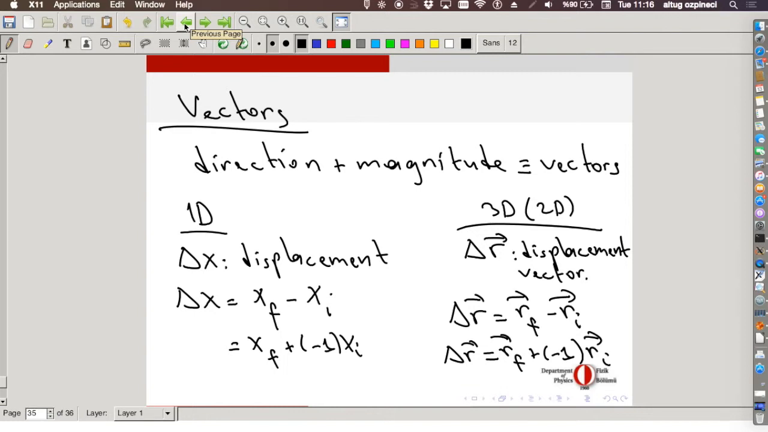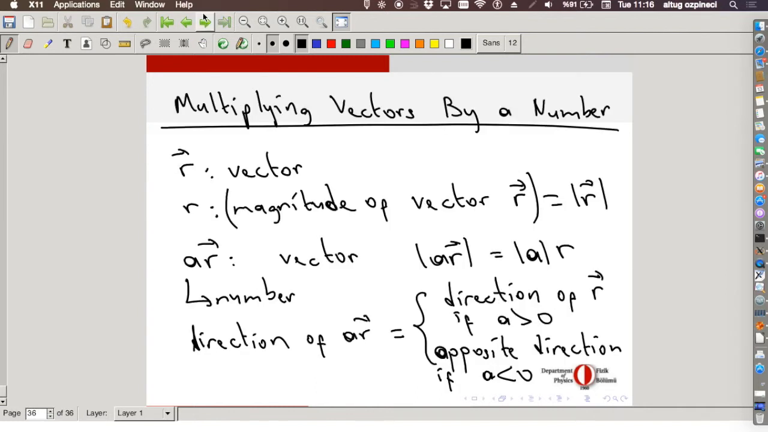Okay, so if you want to specify both the direction and magnitude of a quantity, you have to use vectors. That's what we call vectors. And if you want to multiply a vector by a number, the magnitude of the new vector is the magnitude of the old vector times the absolute value of that number, and the direction of this new vector is still parallel, but it can be either in the same direction if that number is positive, or in just the opposite direction if it is negative.